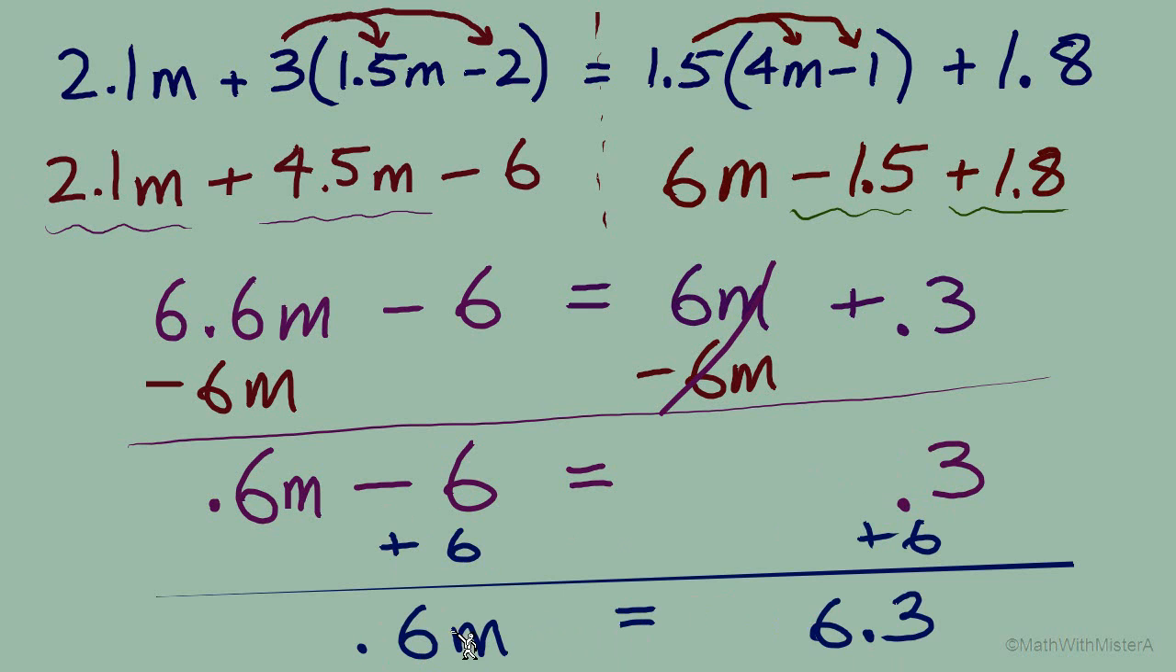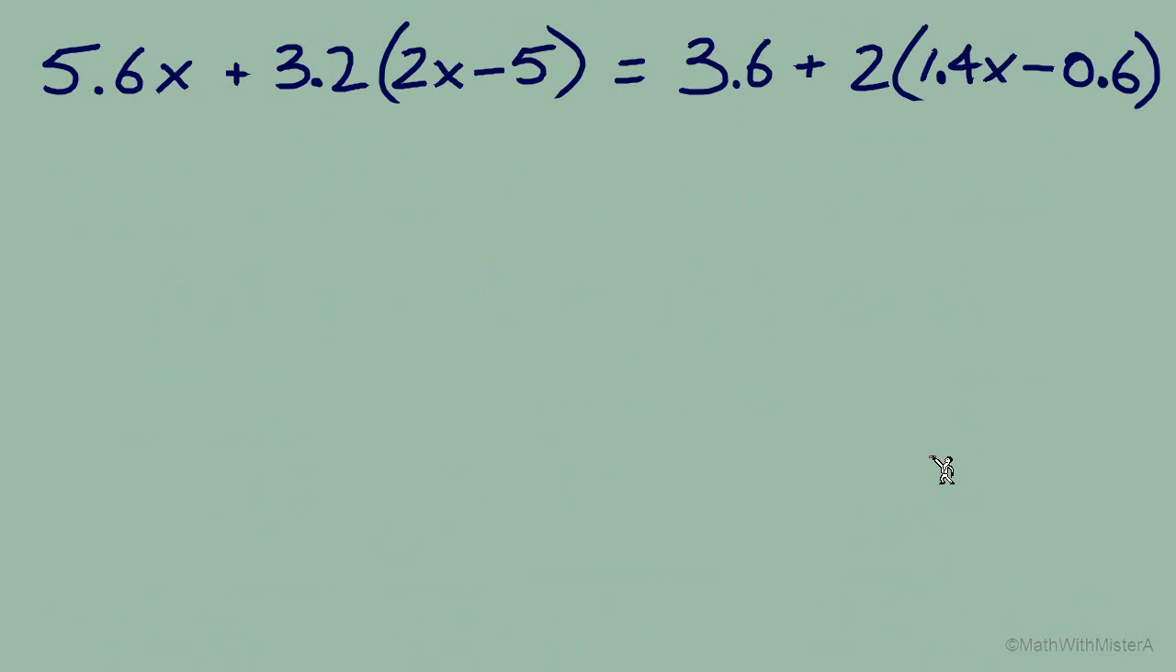And last, we'll undo multiply by 0.6. I'll squeeze it down here with divide by 0.6. And 6.3 divided by 0.6 gives us our value for m. m equals 10.5. So I'll put up one that's similar for you to try. So pause the video and try this one. And now restart, we'll look at the answer together.